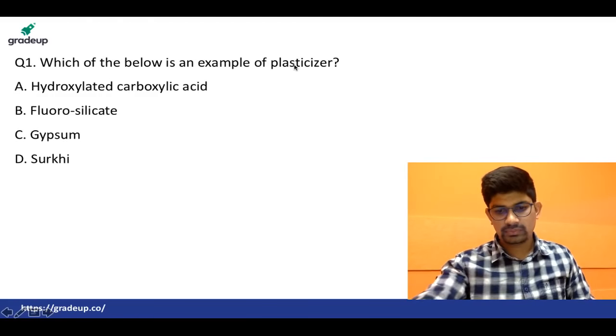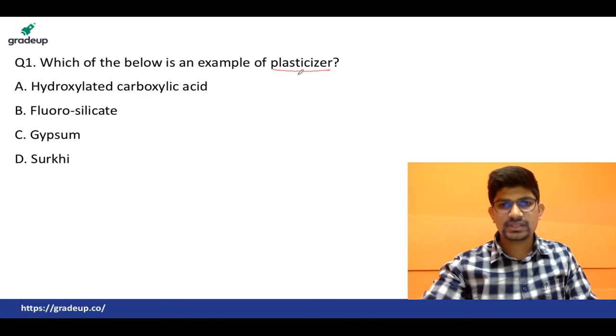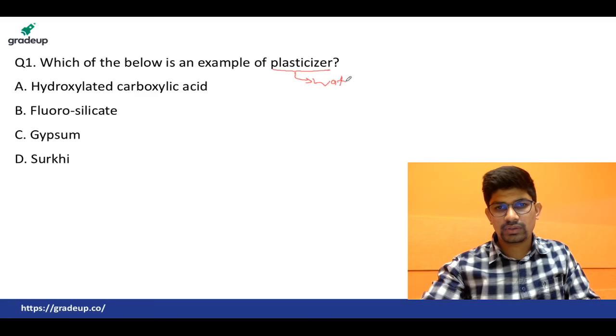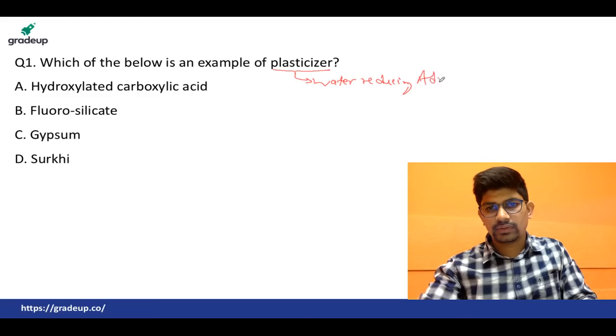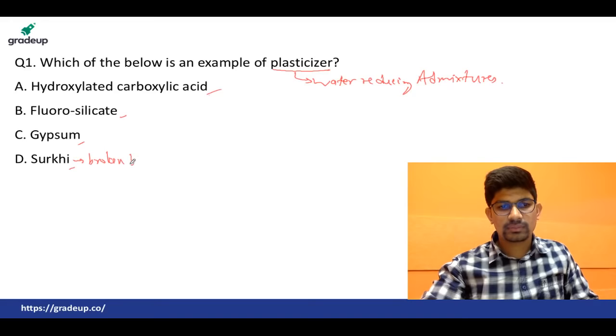Which of the following is an example of plasticizer? Plasticizers, as we all know, are water reducing admixtures. Option A is hydroxylated carboxylic acid. Then B option is fluorosilicate, C is gypsum, and D is surki. Now surki is a building material, as you all know, broken bricks. Surki is broken bricks. So this is not a plasticizer.